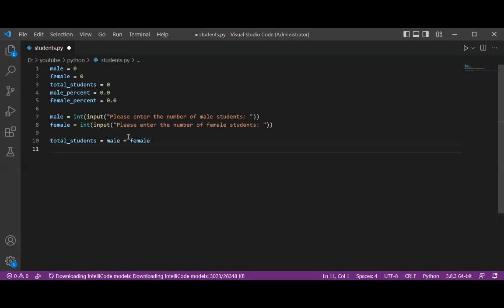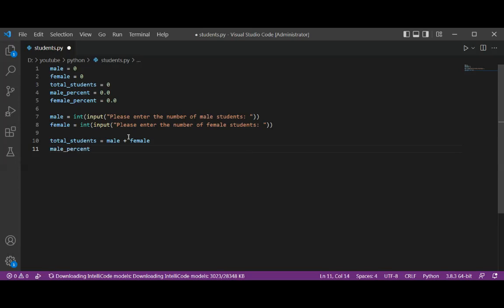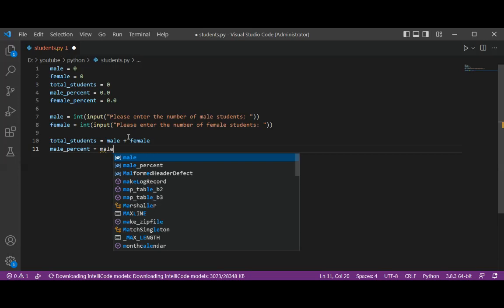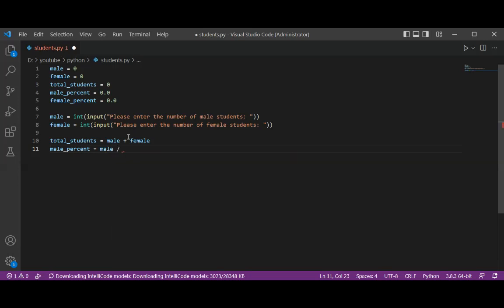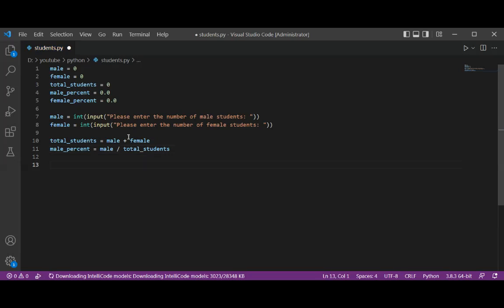And now we are going to calculate the percentage of male students. So this will be male percent. This will be set to male divided by total students.